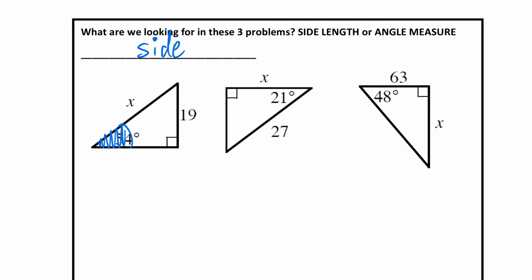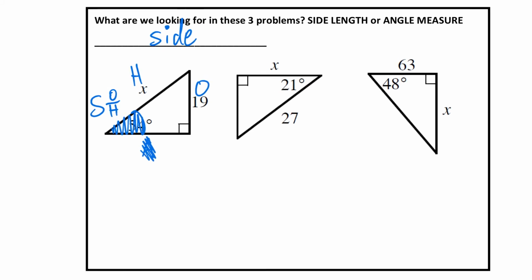So on this first one, from that 54-degree angle, which one is the H? X. Which one's the A? The blank side. And then which one's the O? The 19. So which one do I not need? The A. So on this one, O and H is sine.